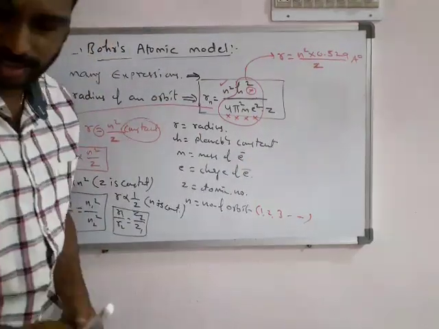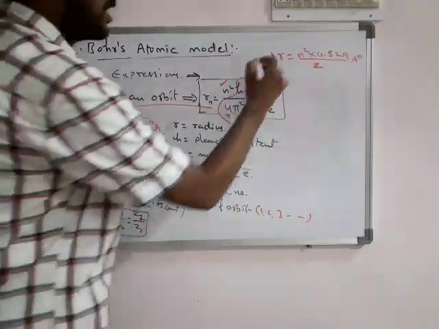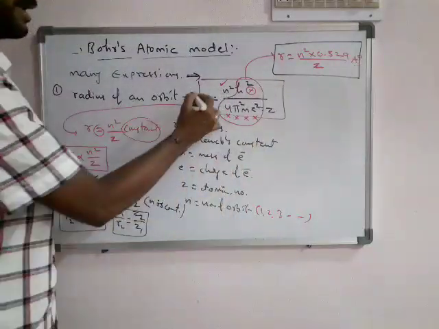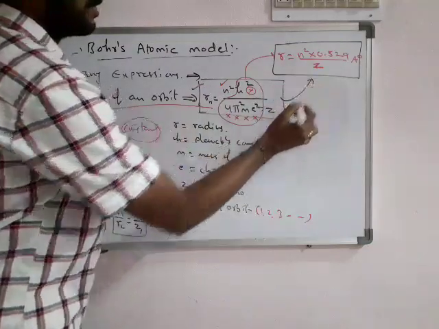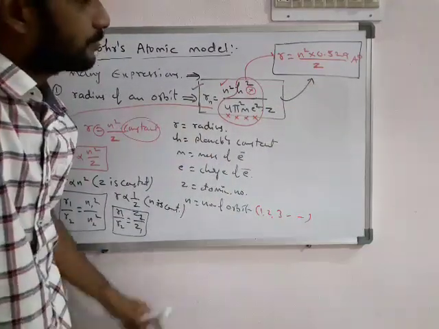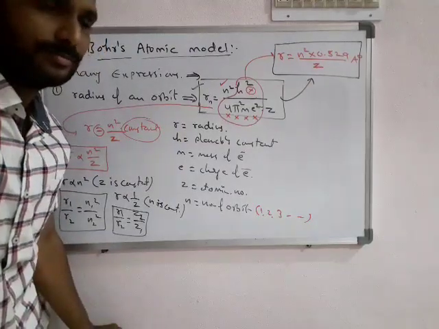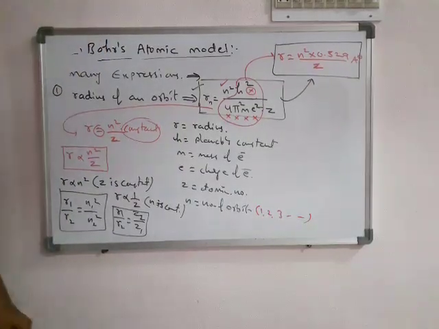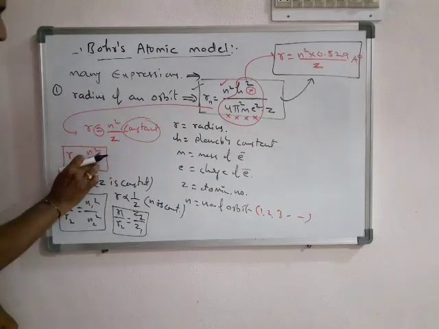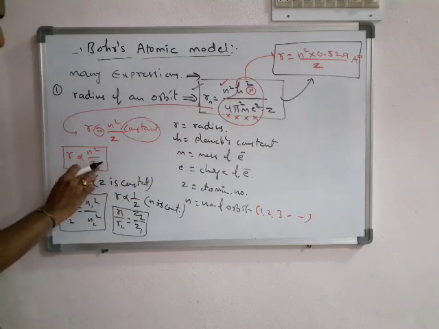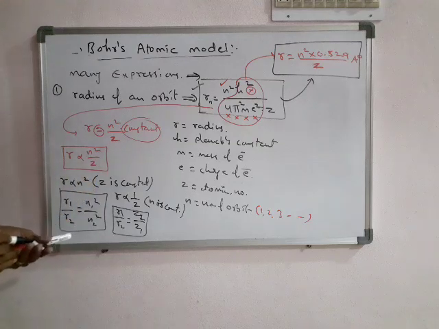So this is the expression for the calculation of radius. This is the main expression used for the calculation of the radius of a given orbit. And it gives the relation between radius, number of shell, nothing but energy level, and the radius and its atomic number.